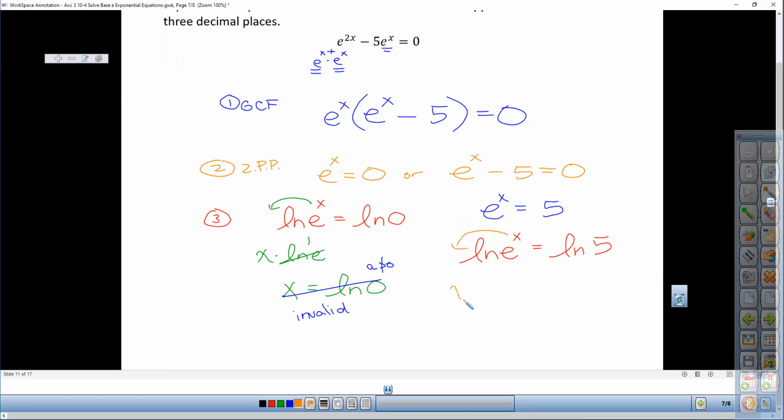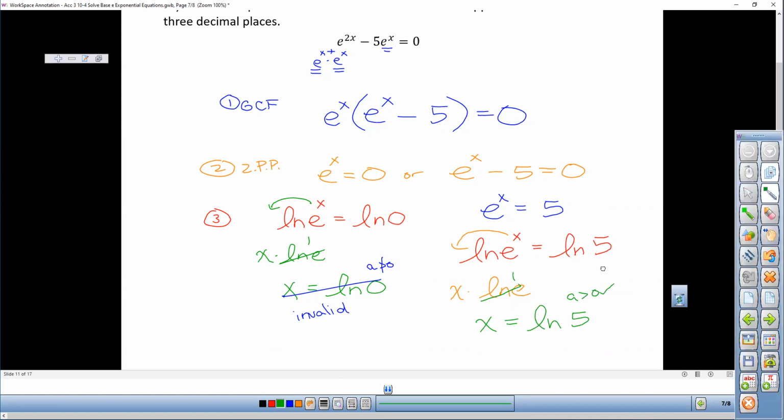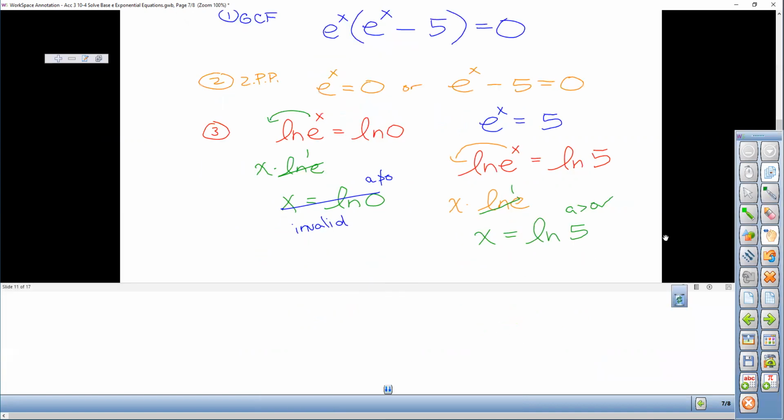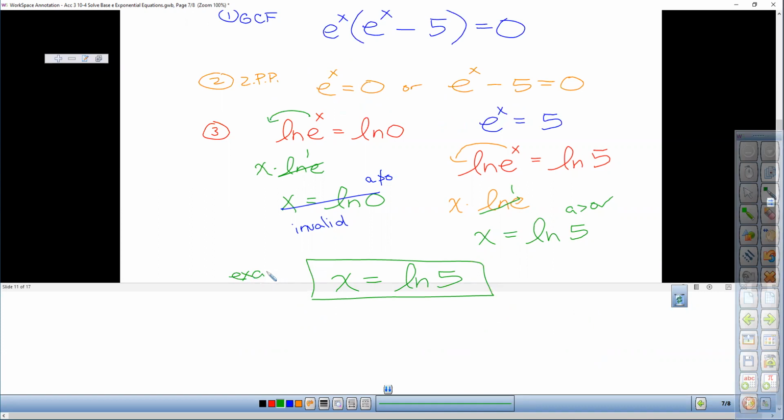Undoing that exponent and simplifying gives us x equals the natural logarithm of 5. Argument greater than 0? Yep, sure is. So this will be our exact solution. Just going to rewrite it for space. So this is exact.